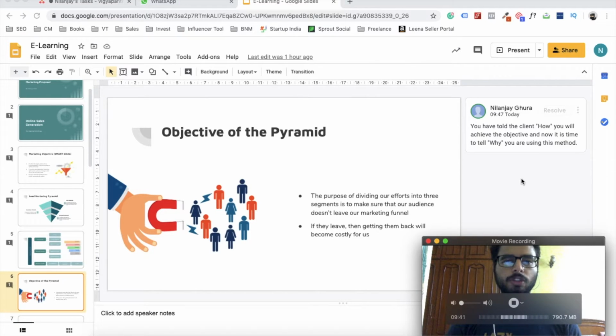So here we go. So the objective of the pyramid, the purpose of dividing our efforts into three segments, is to make sure that our audience doesn't leave the marketing funnel, and if they leave, then getting them back will become costly for us. It is a fact. Once a warm audience comes in, closing them becomes much easier than a cold audience. And if we are letting our warm audience go away from us, we are letting our warm audience forget about us, then it's going to be costly. Once again, I'm going to have to pay double the cost to actually get them back.